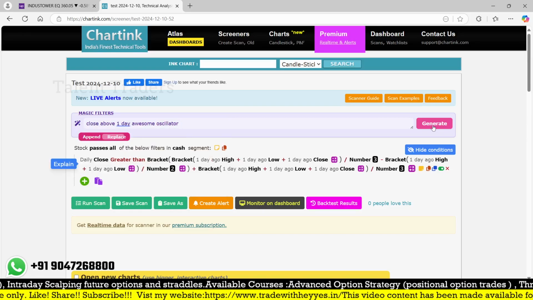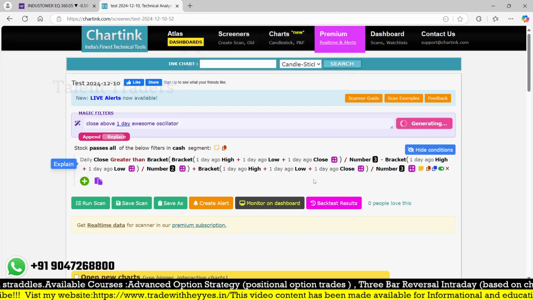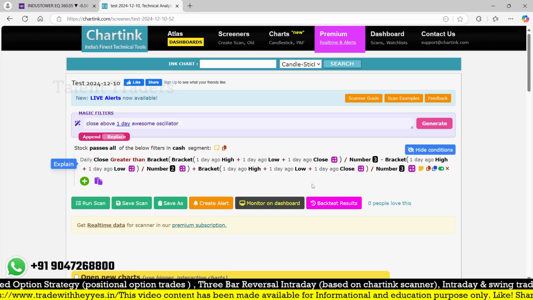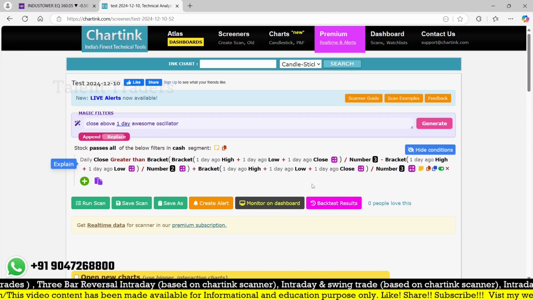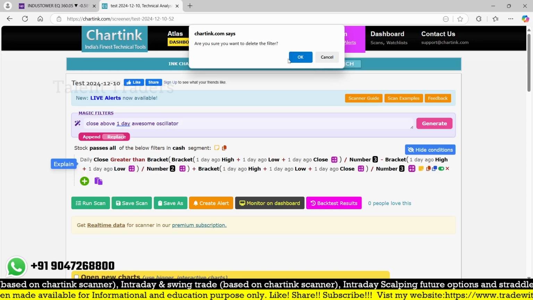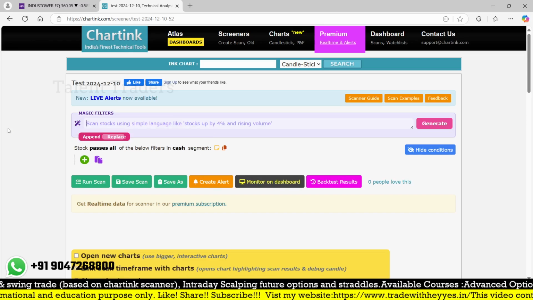Let me try. If it works, you can also try. Maybe you have a lot of logic, so that may also not work. So some of these custom indicators are not working. Maybe whatever default indicators are available here, those were working good. So if you are following the default indicators, you can just create with this magic filter, and that will help you to create your own scan.